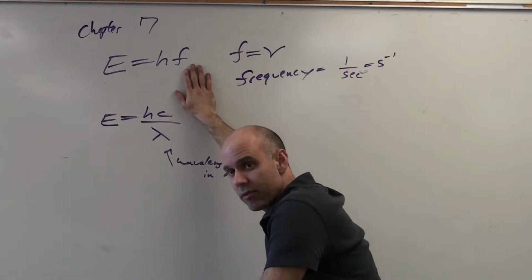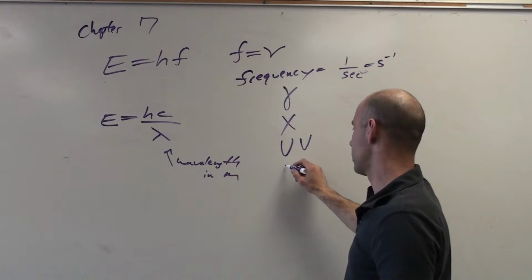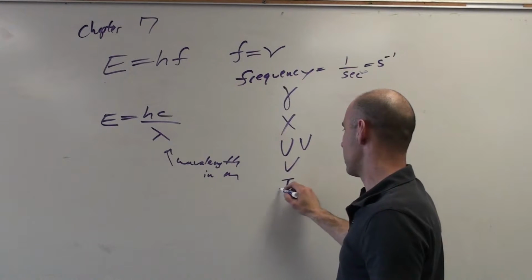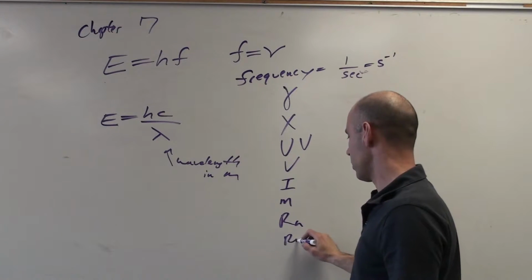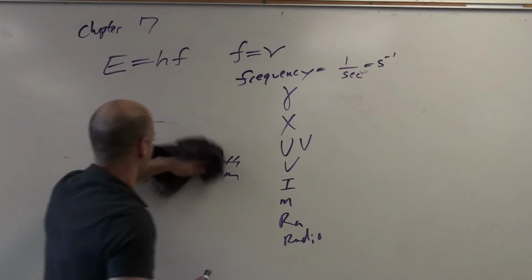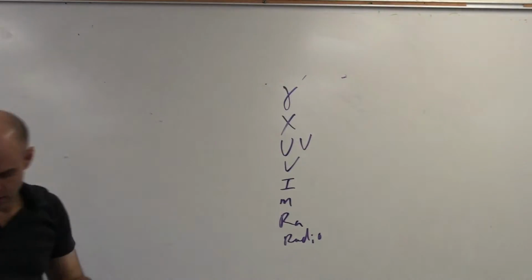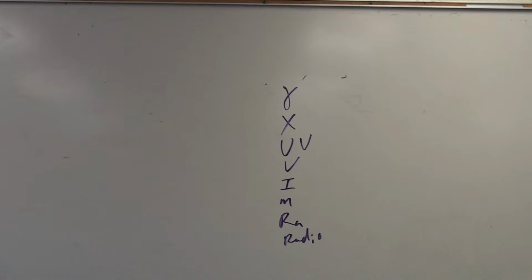I would memorize the 8 forms of light: gamma, X-ray, ultraviolet, visible, infrared, micro, radar, and radio. What's the speed of light? 3 times 10 to the 8. Mr. Strauss, what's the one before radio? Radar.